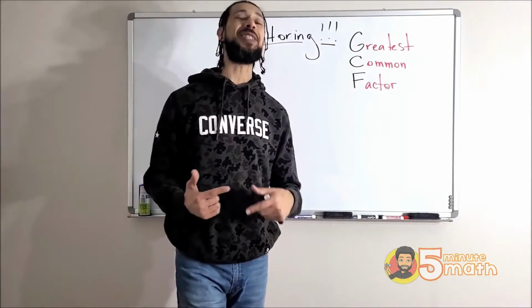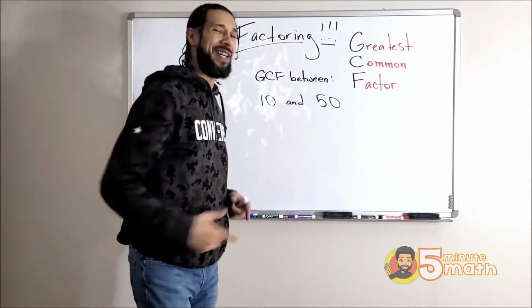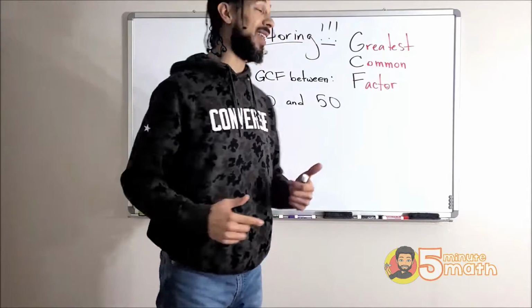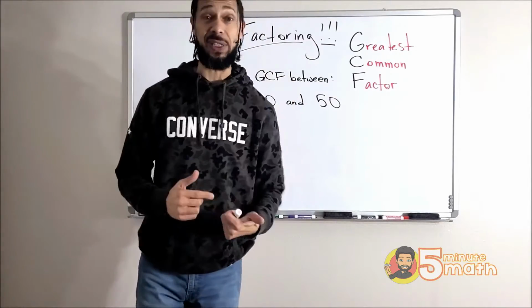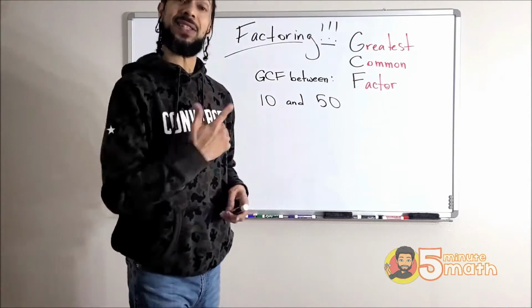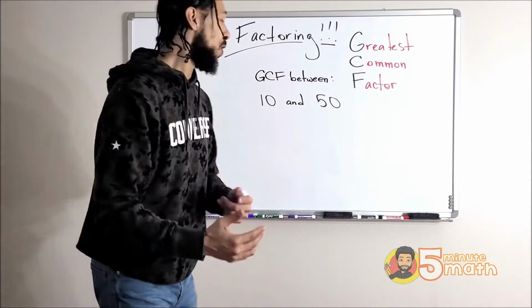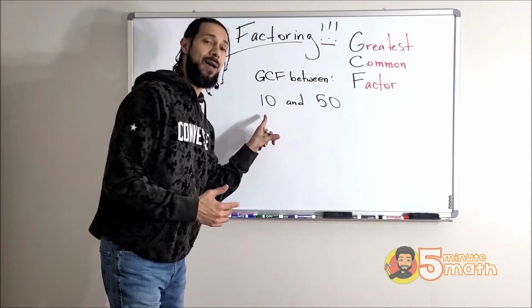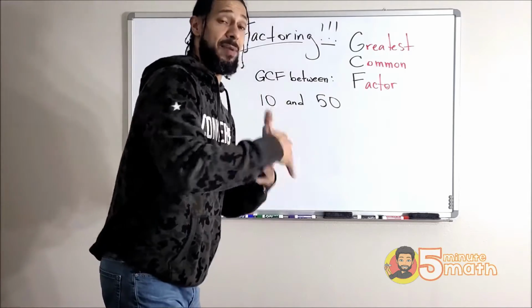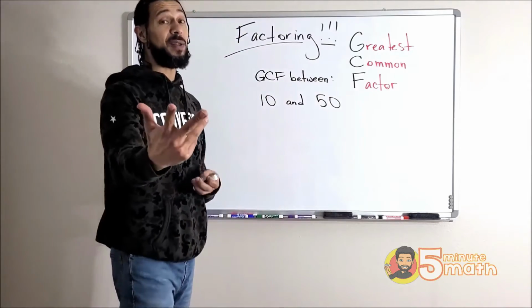Let's get one up here so you can see what I'm talking about. Let's start off real slow and basic. Let's find a GCF between 10 and 50. It's probably a good idea to list the factors of 10 and 50. When I'm talking about listing the factors, what numbers can I divide 10 by? What numbers can I multiply together to make 10? I know two of them right off the bat.